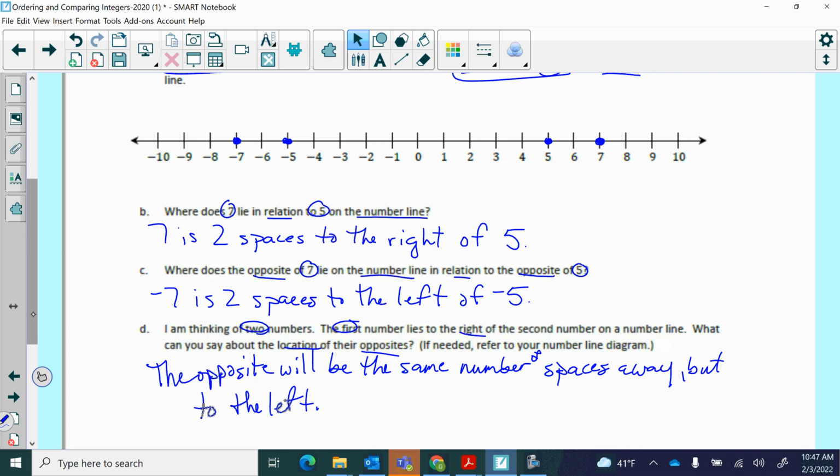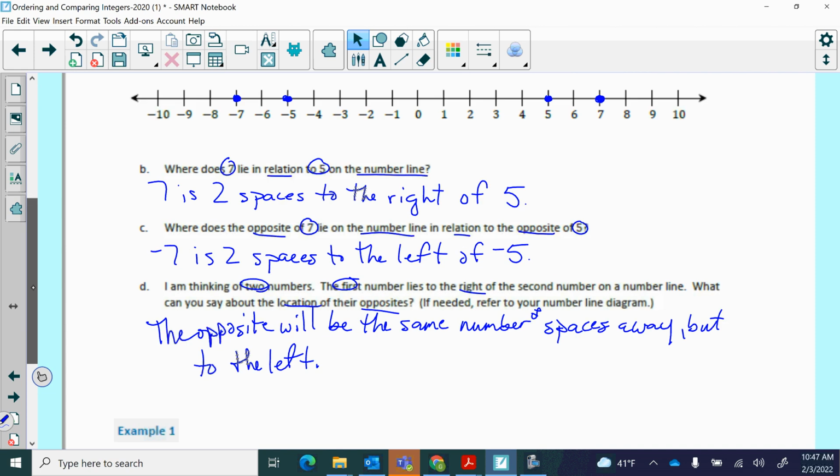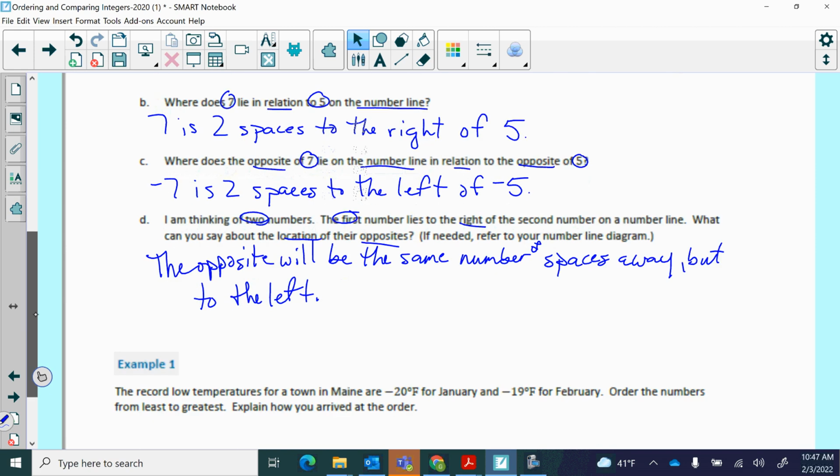You see it? Okay. Will this always be the case, guys? Will always be the same. If my first number is always to the right, then when I switch them, it will always go to the left. Okay? So when I start looking at the opposite, I'm changing both of the numbers.